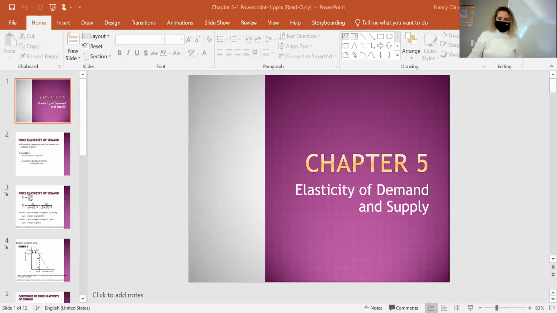And so that brought us to this very last slide where we looked at a demand curve and a revenue curve at the same time. And we looked at them together.